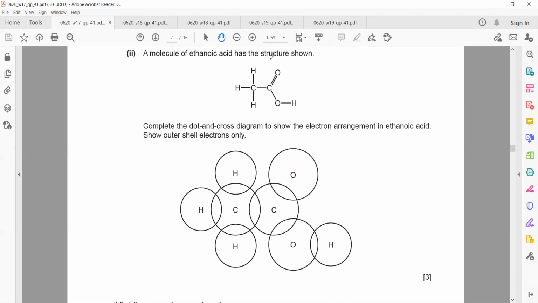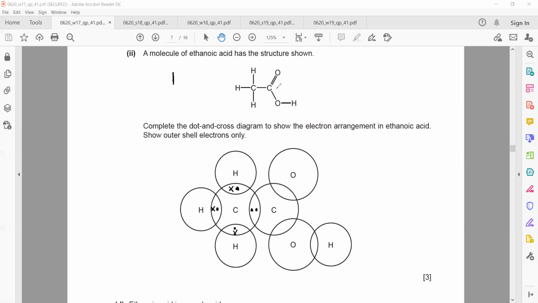A molecule of ethanoic acid has a structure shown. Complete a dot and cross diagram to show the arrangement of electrons in an outer shell. One line represents a pair of electrons. If there is a single line between carbon and hydrogen, one electron belongs to hydrogen, another belongs to carbon. The same for the next lines. Then there's a single line between the two carbons, and the two carbons should have identical symbols for the electrons.